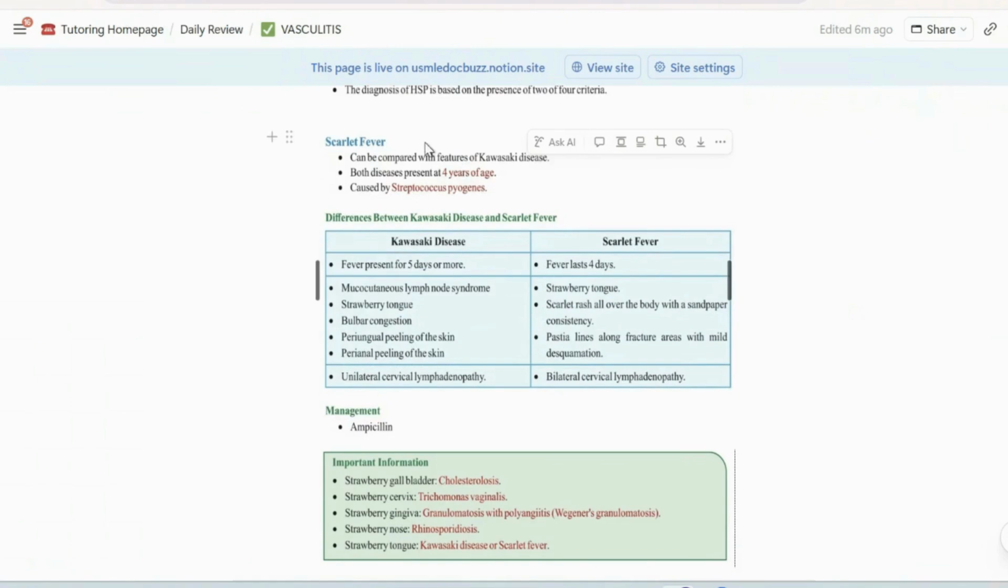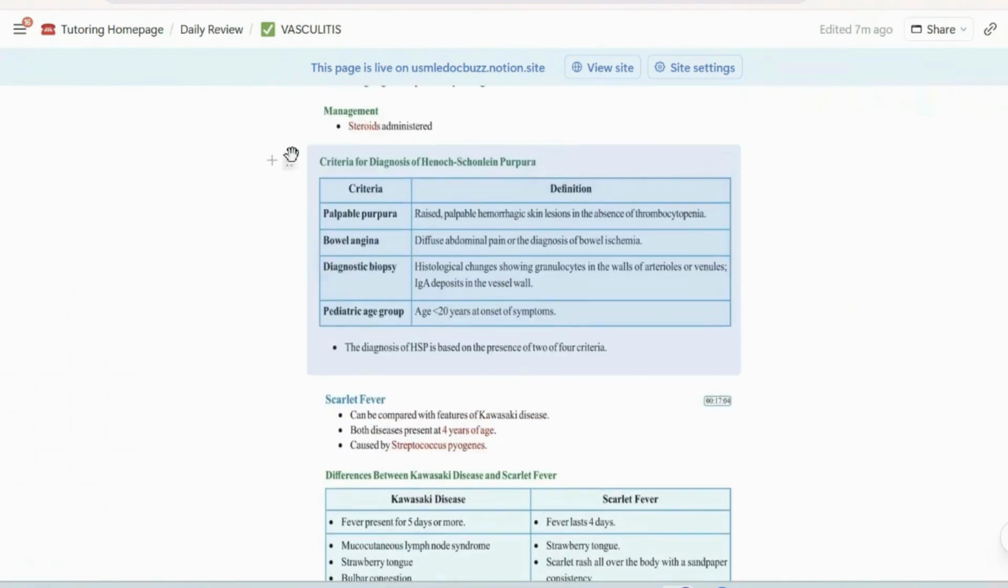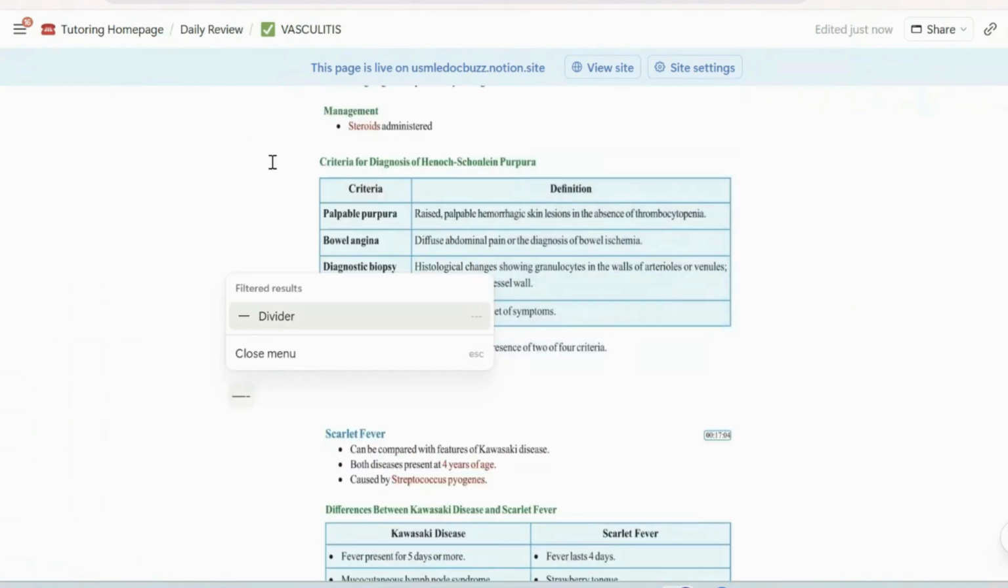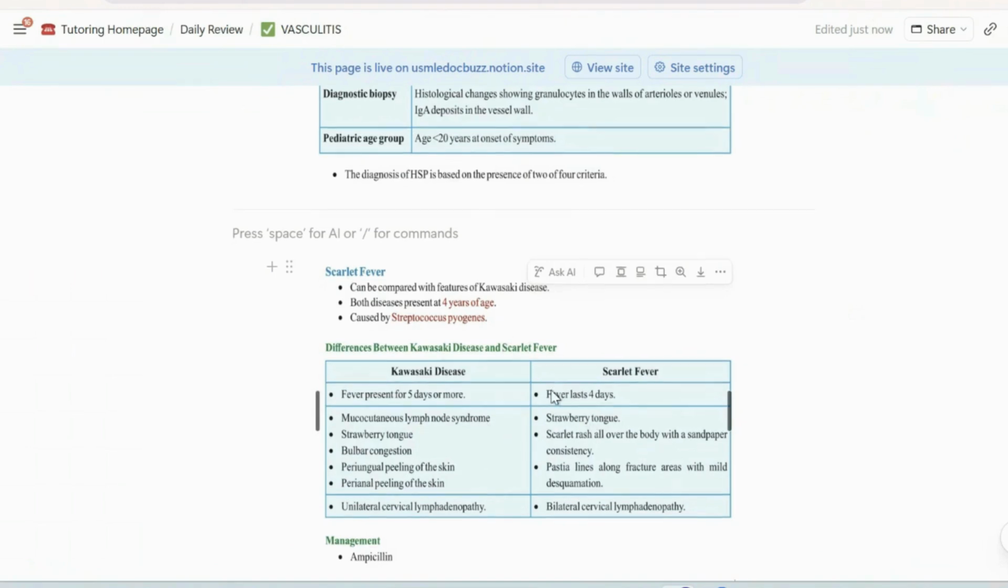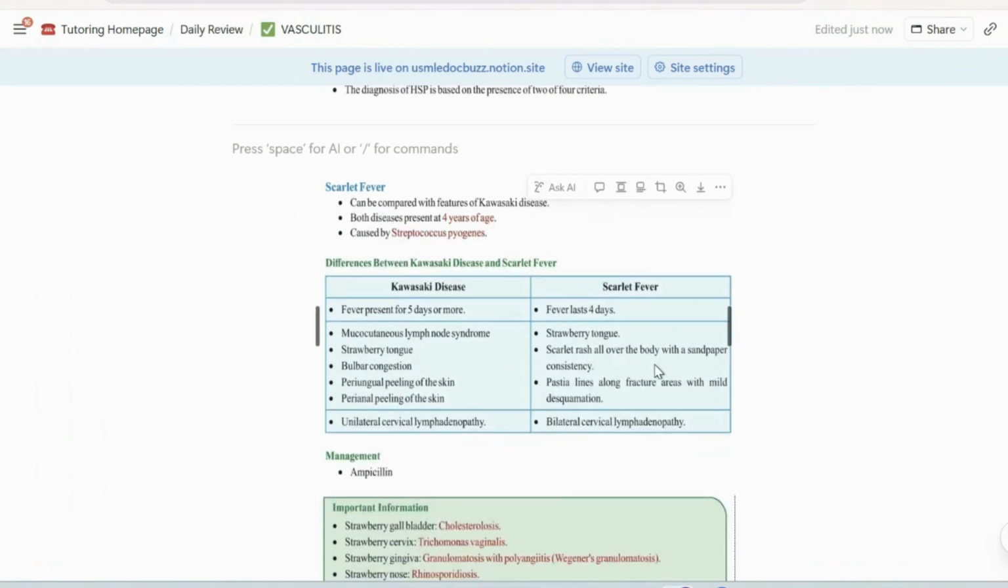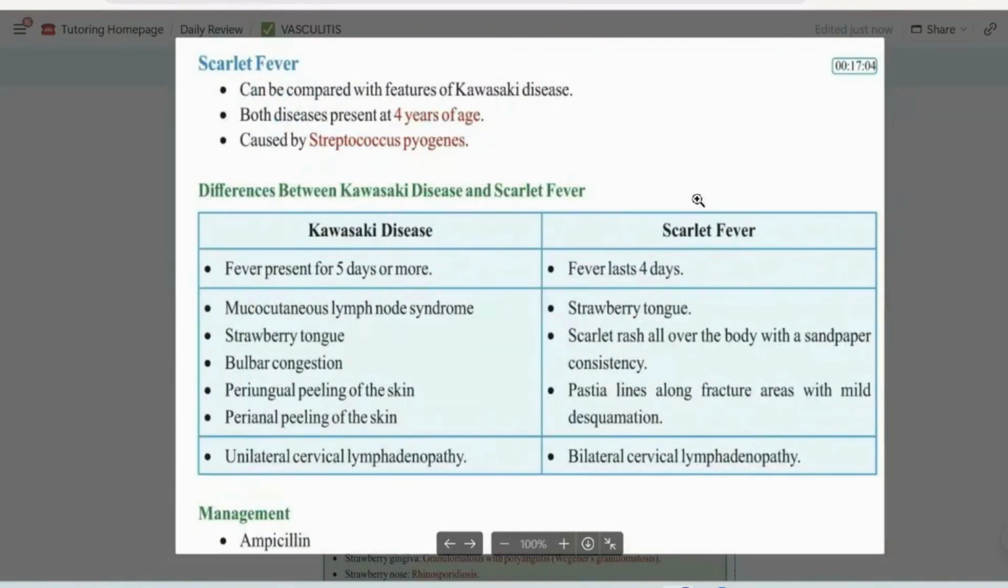All right, now this is an important set of information. Kawasaki disease came earlier and it went away, but we have to make sure we can differentiate with all the points between scarlet fever and Kawasaki disease. Okay, so Kawasaki disease and scarlet fever present in children, right? Scarlet fever is a problem with Streptococcus pyogenes, right?